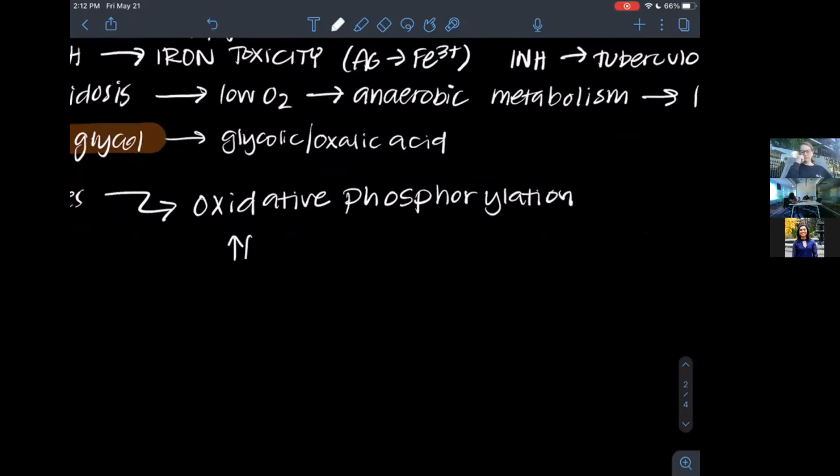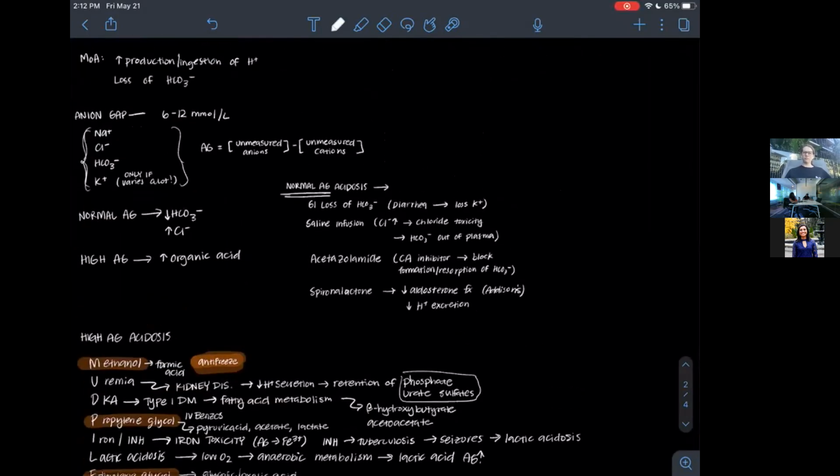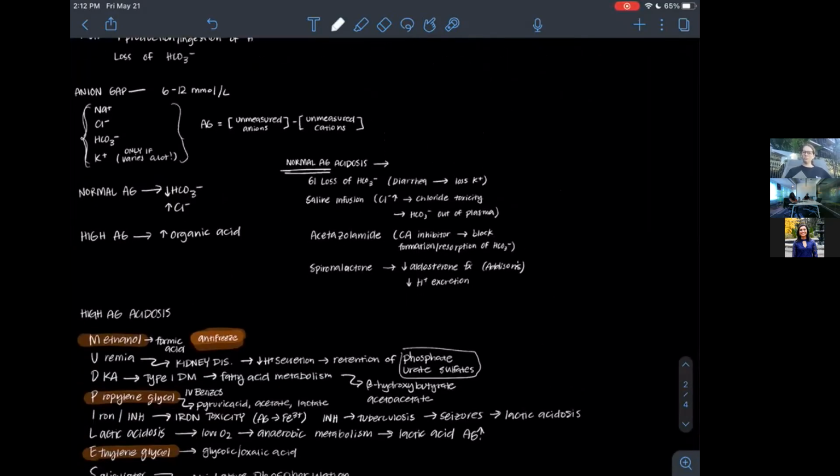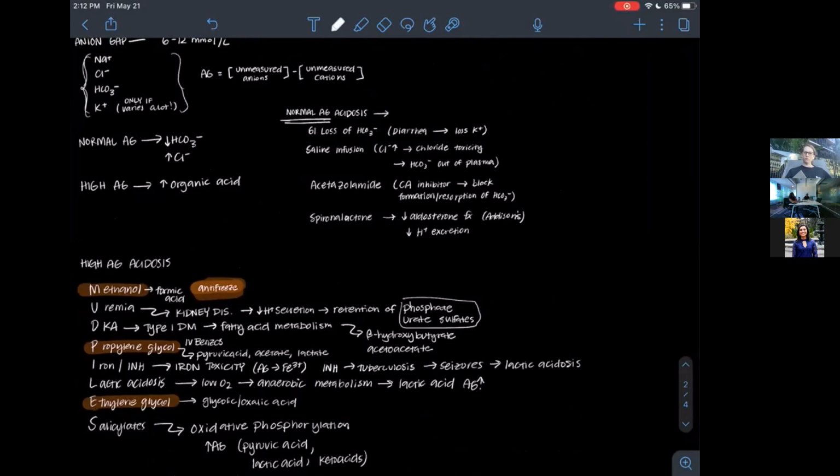So the increased anion gap is caused by pyruvate, I think lactic acid, and keto acids as well. So I just can't stress this enough. If it's not one of these four that is causing your acidosis, it's probably gonna have a high anion gap.